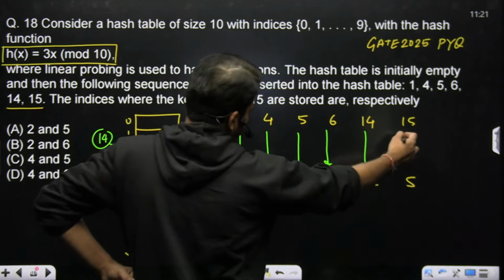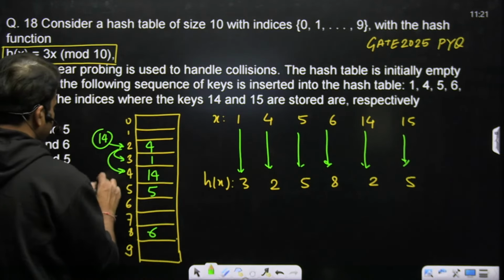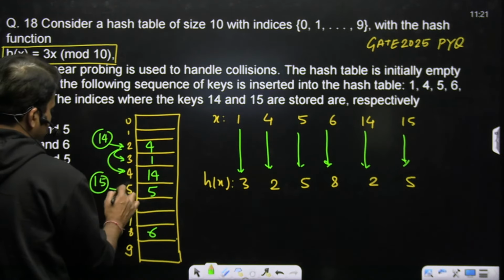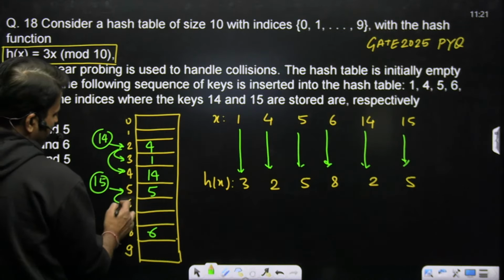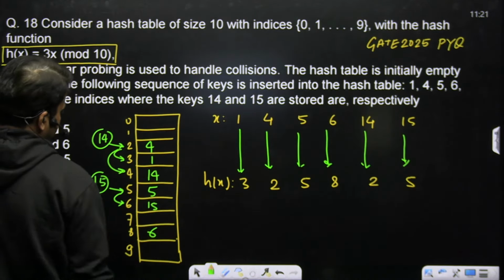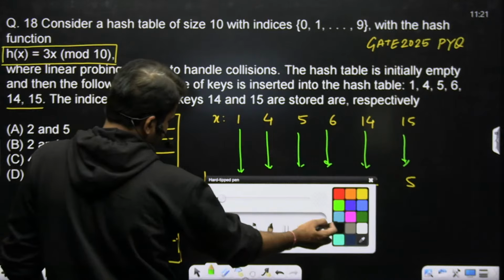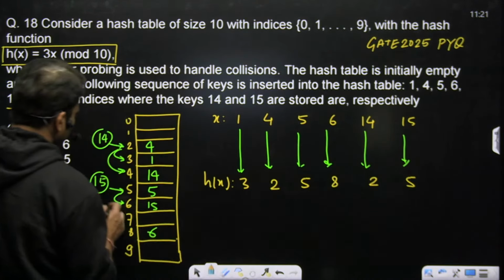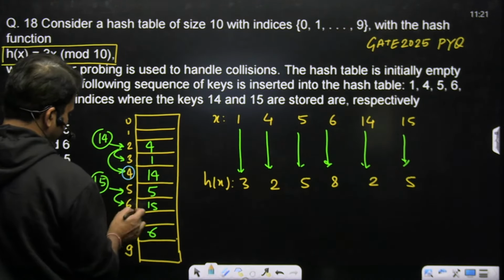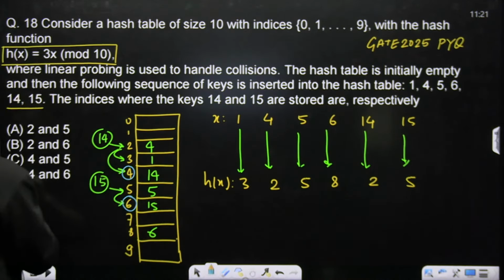What about 15, student? The hash index of 15 is 5, and 5 is already occupied. Linear probing says 15 comes at the next slot. Sir, the hash index of 14 is 4 and of 15 is 6. So 4, 6 is the right answer for this question. Okay.